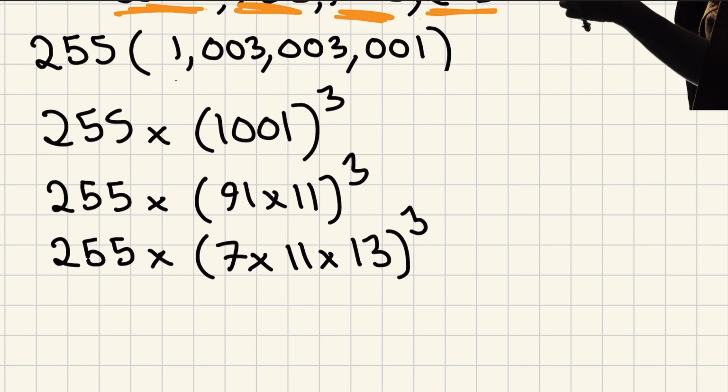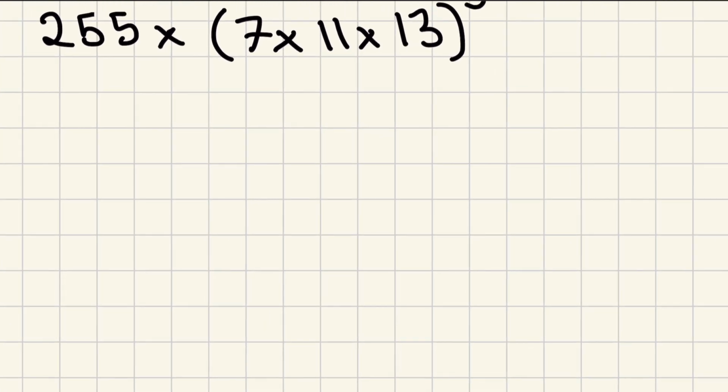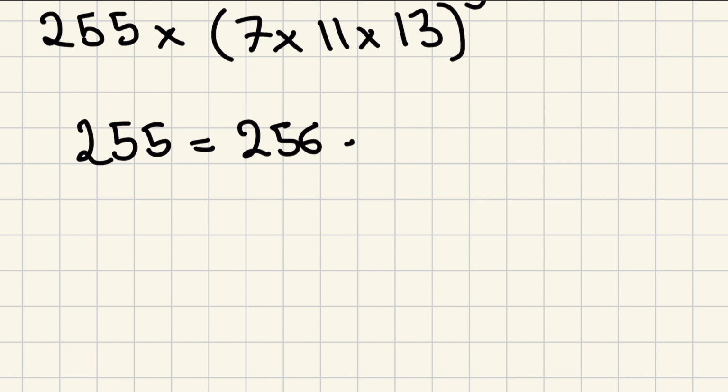Now we can draw attention to 255. Now you could probably just be like, okay, well, this is divisible by 5, and then you can make it simpler. But I want to show you a really, really cool trick with numbers like 255. So 255 is not a random number in this problem. 255 is in fact 256 minus 1. Now 256 is of course 2 to the 8, and 1 is 1 to the 8.